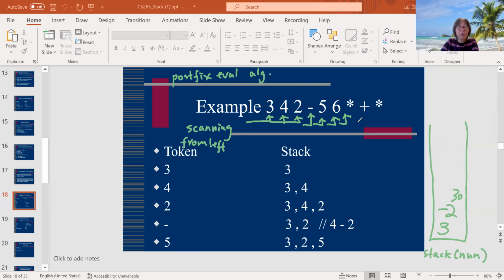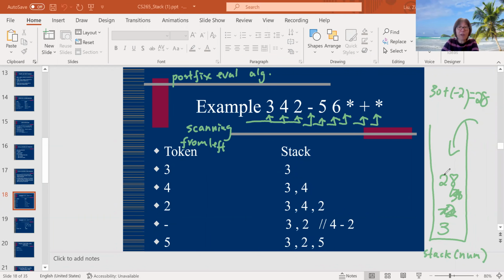Okay, then you can continue your scan. What next is a plus? Okay, the plus, then you need to pop 2 numbers out. So 30 plus -2. And we have 28. Is it? So then I need to push 28 back. Okay, and then you continue scan. Its multiplication, an operator.